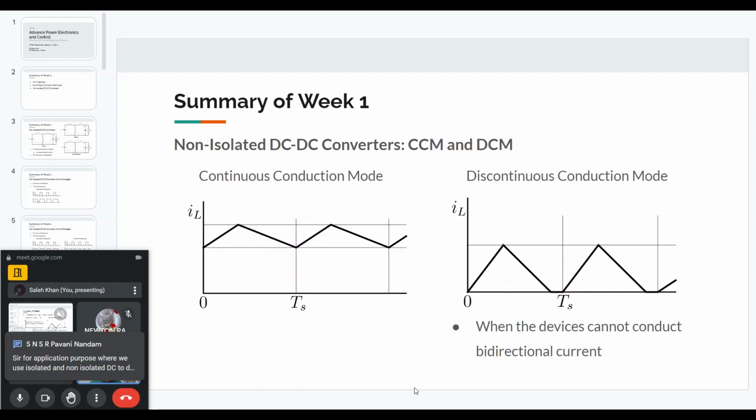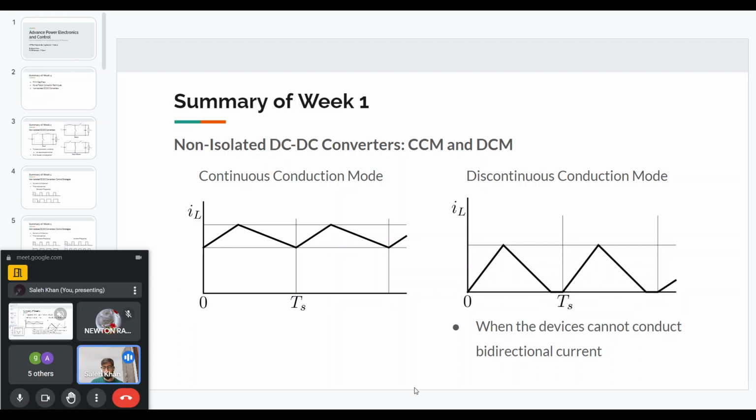Okay, so somebody is asking about isolated and non-isolated converters. I think we'll touch on that in next week's lecture. I'll talk about the applications of isolated and non-isolated converters. Here I'm just talking about the functional aspects.